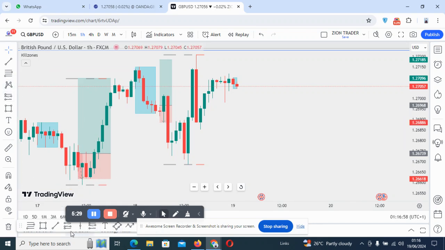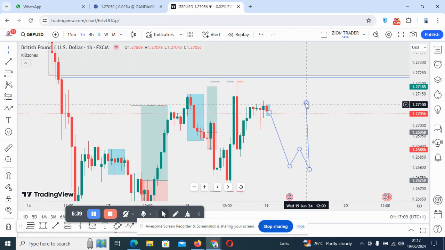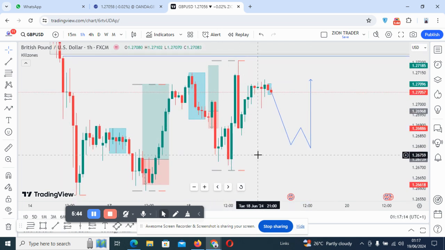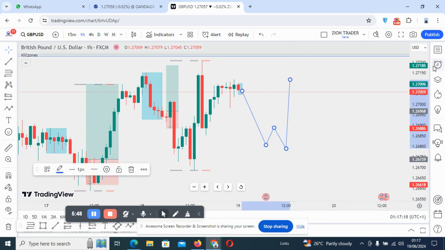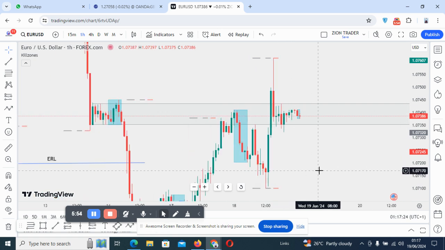If it fails to trade higher and then trades lower, guys, I might not buy GBPUSD until this high is taken out. So most likely I will not take the buy because I can see it's just consolidating here. I don't just want to be getting stopped out. So I would rather check EURUSD instead of GBPUSD in such a case.